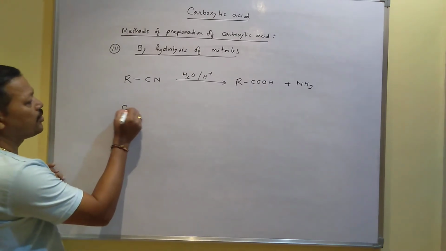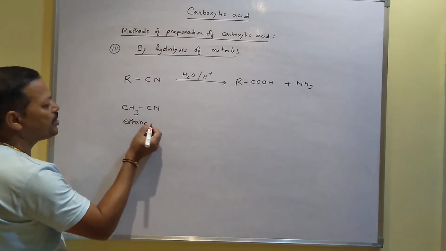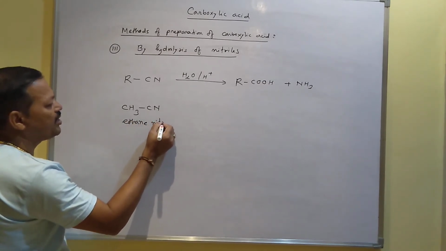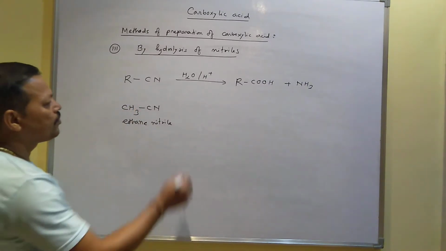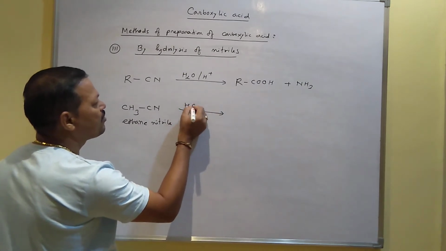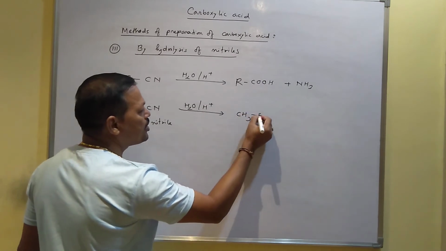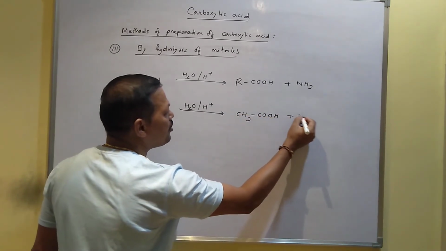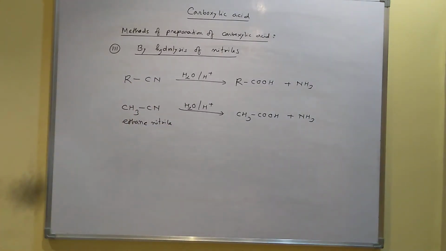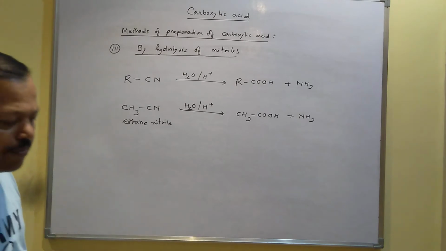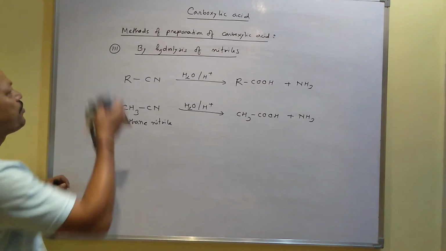For example, if you apply CH3CN, which is called ethane nitrile, 2 carbons present, that's why ethane nitrile. This is the IUPAC name, and the common name is methyl cyanide. When you do hydrolysis, here 2 carbons are present, so you will get a 2-carbon carboxylic acid, CH3COOH, acetic acid or ethanoic acid, as the product. So this is number 3 method of preparation. From cyanide you can prepare carboxylic acid by doing hydrolysis. Hydrolysis means addition of water in presence of acid.